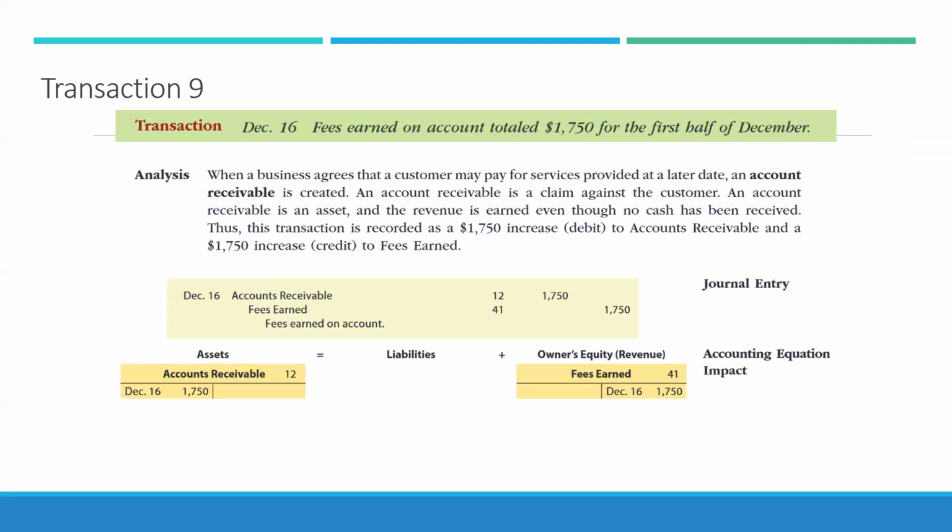Fees on account totaled 1,700 for the first half of December, so our accounts receivable is going to go up, and then fees earned is also going to go up, which is a credit.